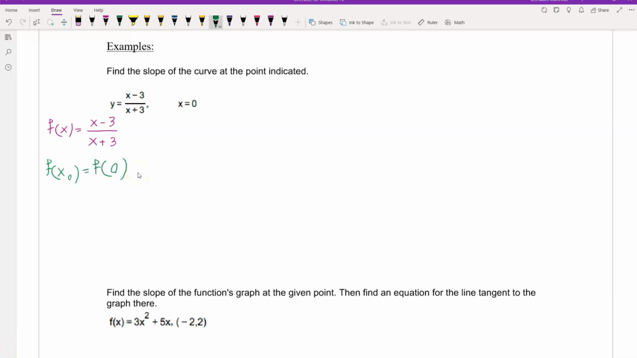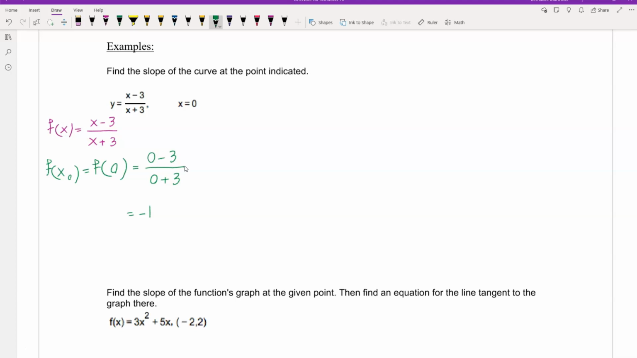We have to find f of x naught and f of x naught plus h. So first I'm going to find f of x naught, and our x naught is given, that is 0. So instead of x I used 0: 0 minus 3 divided by 0 plus 3. Simplify. f of x naught is equal to -1.